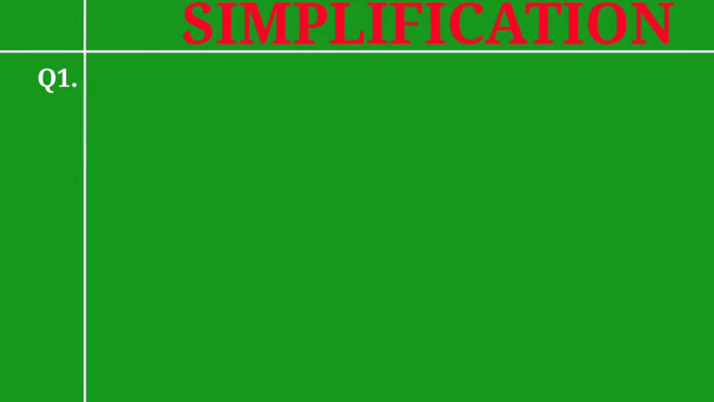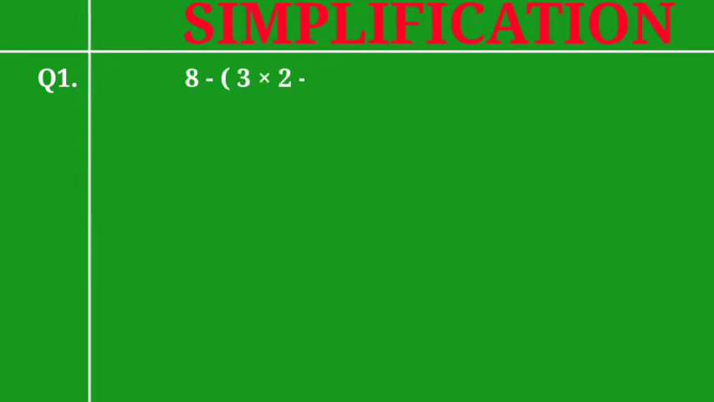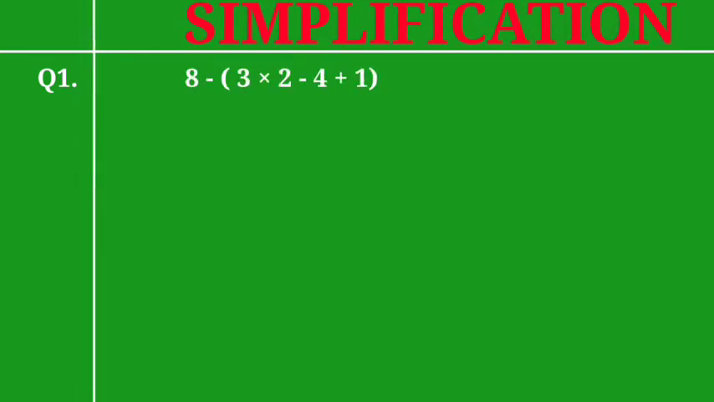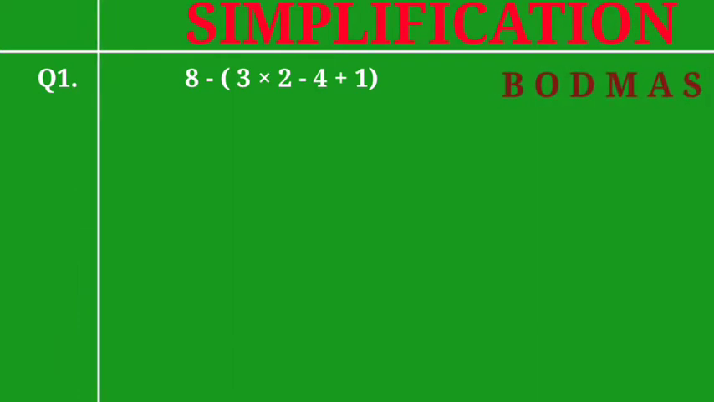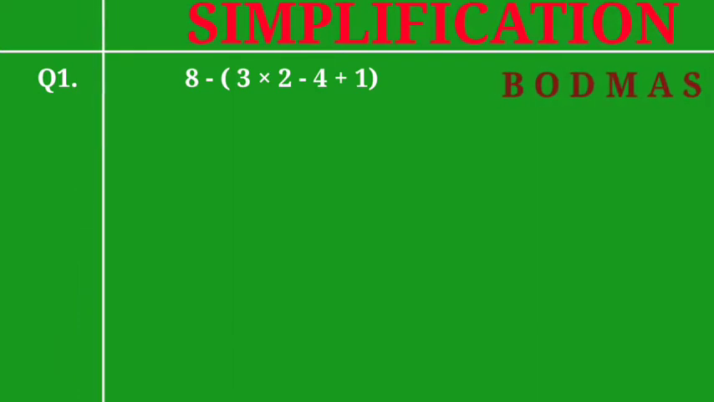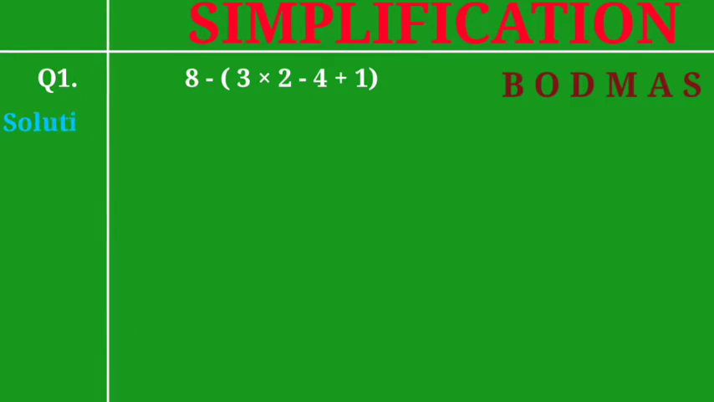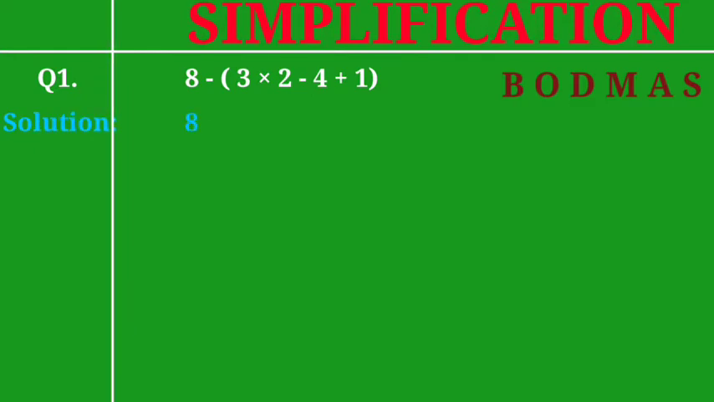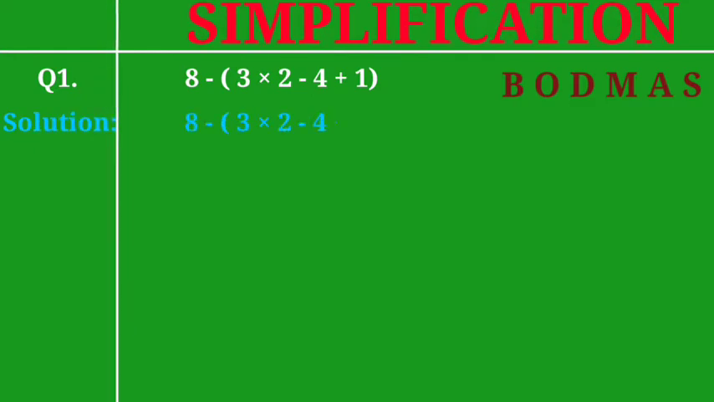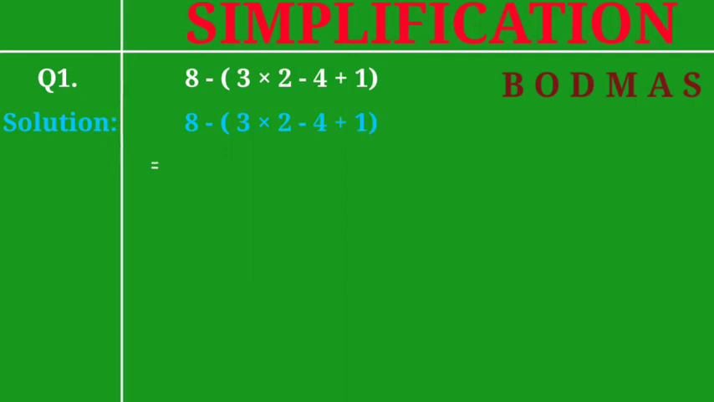Let's see one example. I am writing the bracket here, correct? The first bracket is the round bracket, and inside the bracket, the numbers are 3 into 2 minus 4 plus 1. So you copy the same thing in the solution, then it is equal to 8 minus.